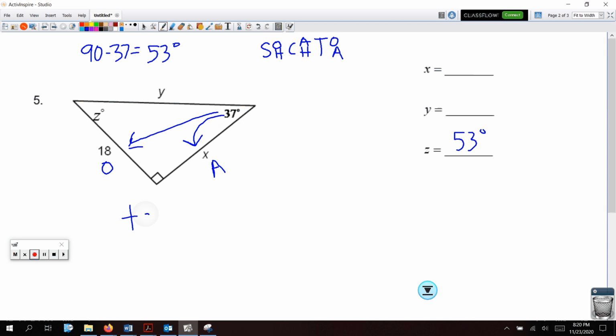So tangent of 37 degrees is equal to opposite over adjacent, 18 over x. Remember when I said x is in the denominator, we just flip-flop these, right? So x is equal to 18 divided by tangent of 37. We put that in our fancy little calculator. Let's see here. I get, when I round to the nearest tenth, 23.9.